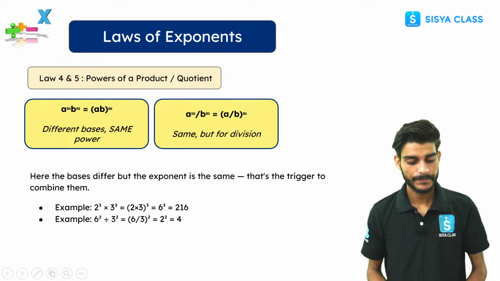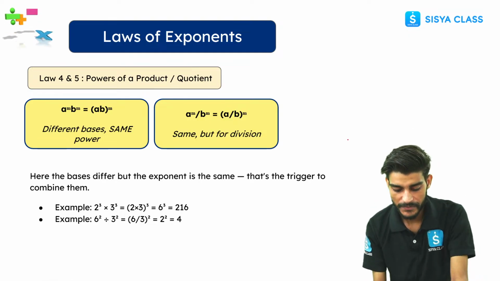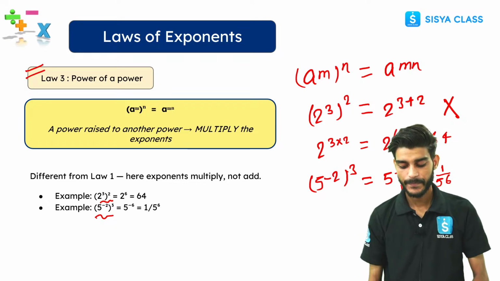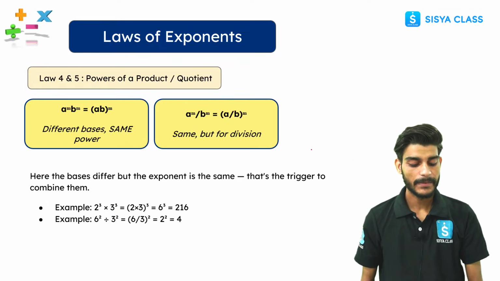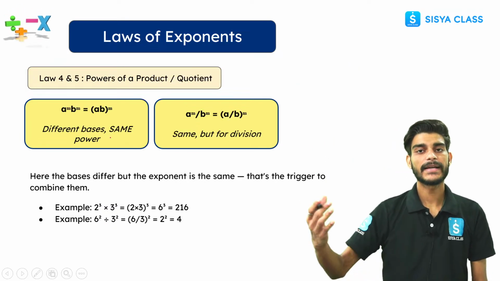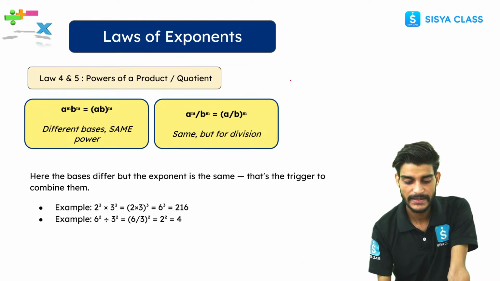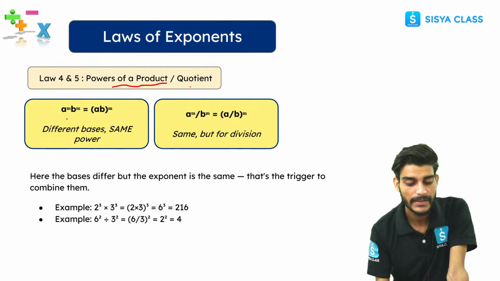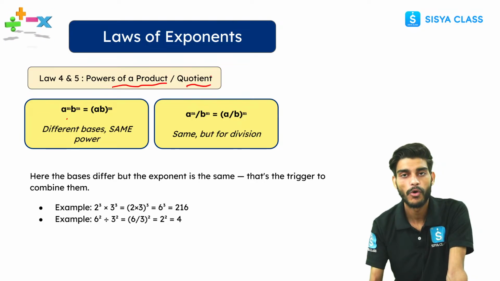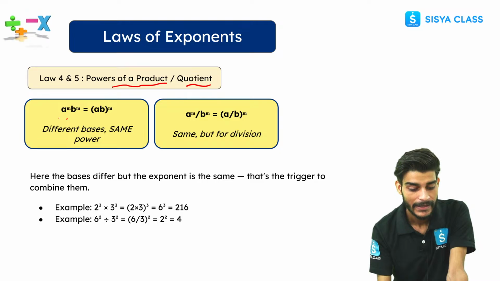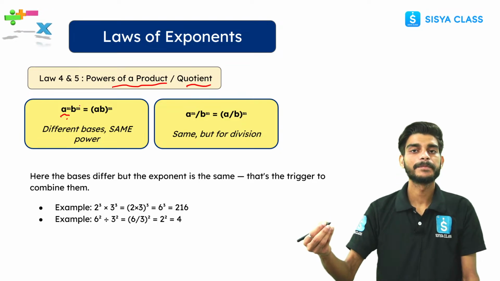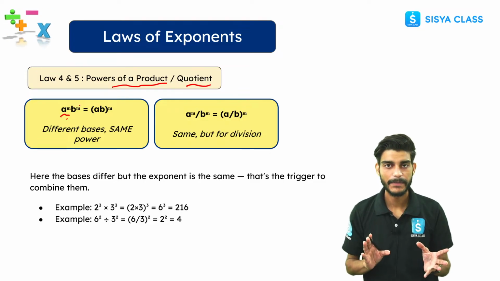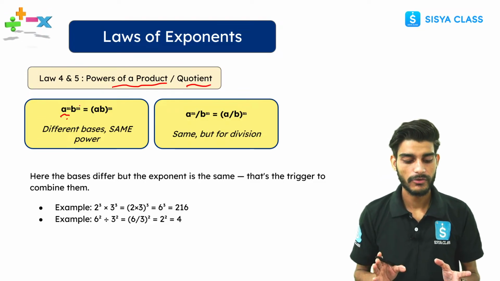What is it, sir? Now, if you observe the previous 3 laws, the base was always the same. But what if the bases are different? If bases are different, then we have 2 laws: powers of a product and powers of a quotient. What does it say? If we have a raised to the power m and b raised to the power m, a and b are 2 different bases.